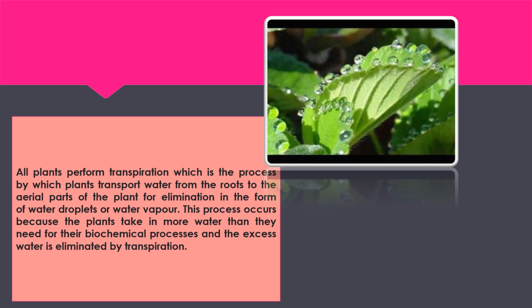Students, please note here that when you're defining transpiration, you must write that it is eliminated from the aerial parts of the plant and water is lost in the form of vapor. These 2 points are very important for you to score full marks in the definition.